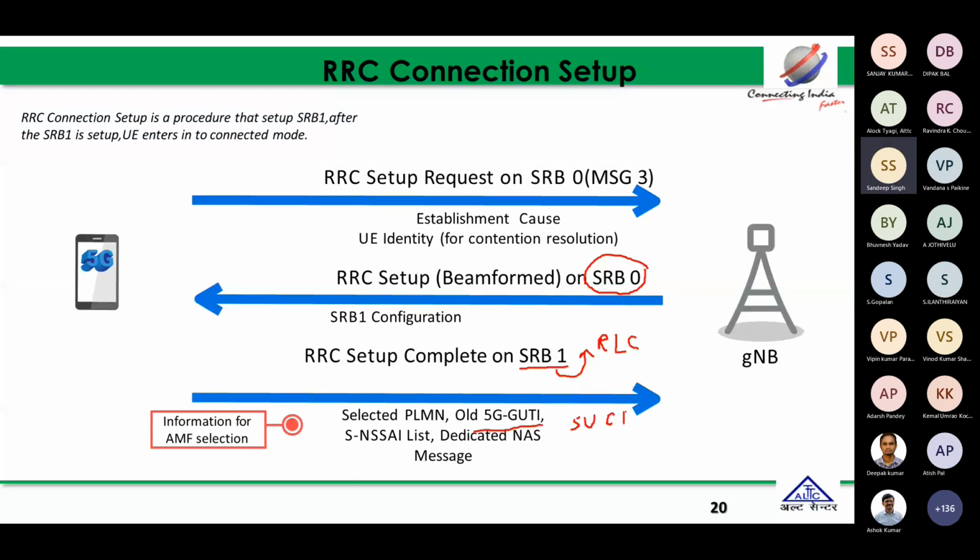Subscriber concealed identity. If it is the UE's first time powering on, they send the SUCI. Otherwise, they send the 5G GUTI. The fourth step, the RRC setup complete message, carries a registration request. We will discuss the registration request in the 5G call flow. There is one difference between 4G and 5G in the RRC setup complete message.